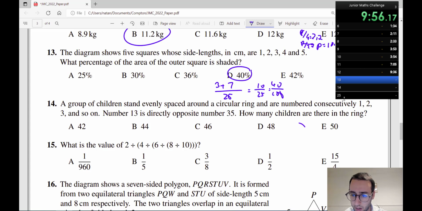If they're in a circle, for things to be directly opposite, there has to be an even number. And if 35 is opposite 13, this gap is 22. So times that by 2, I think it makes 44. There's 22 on this side, 22 on this side.